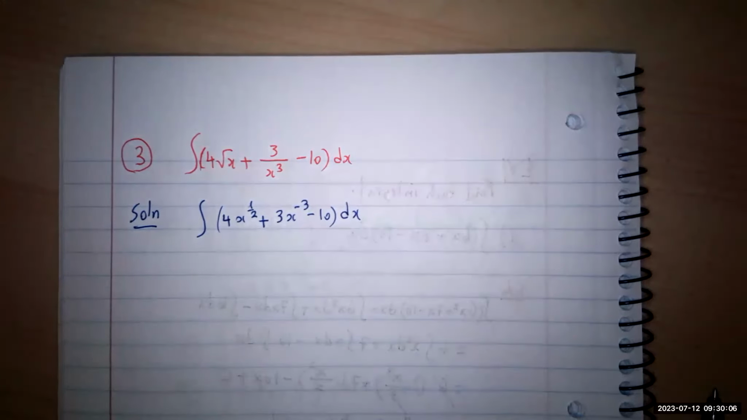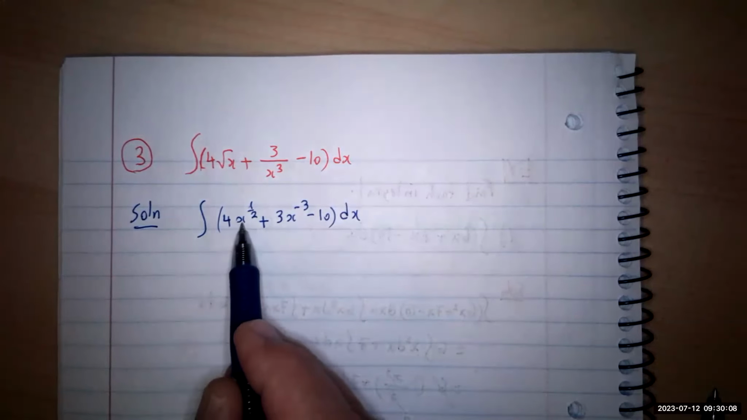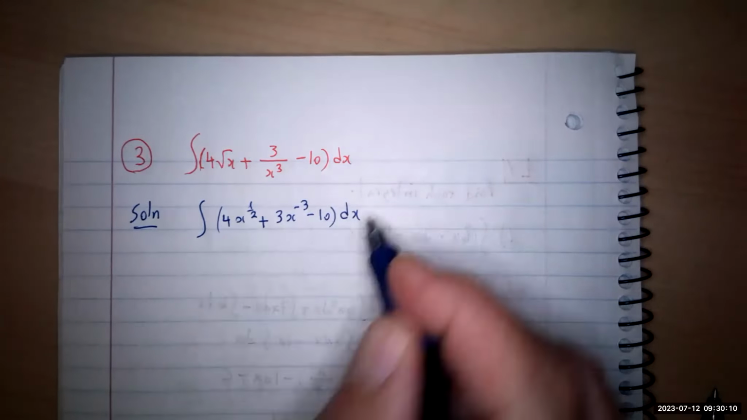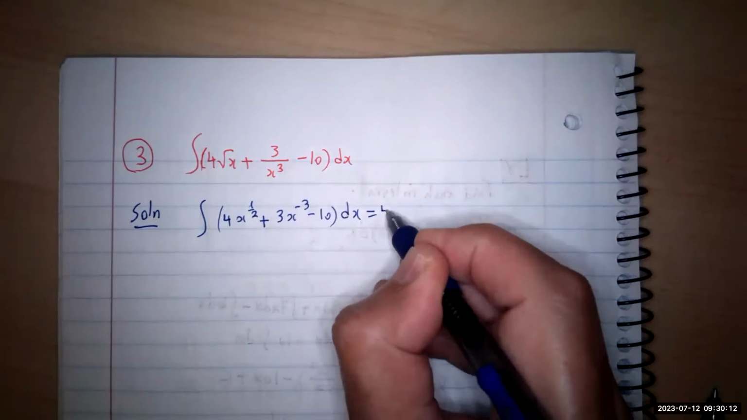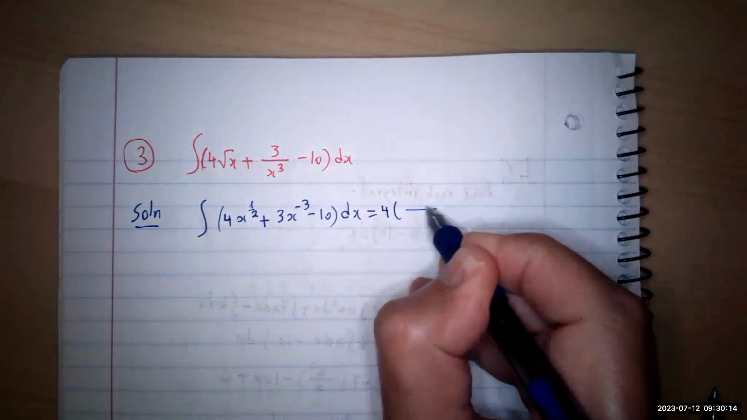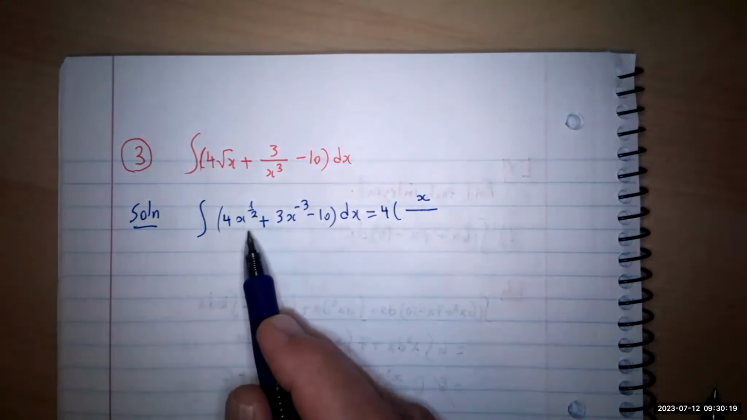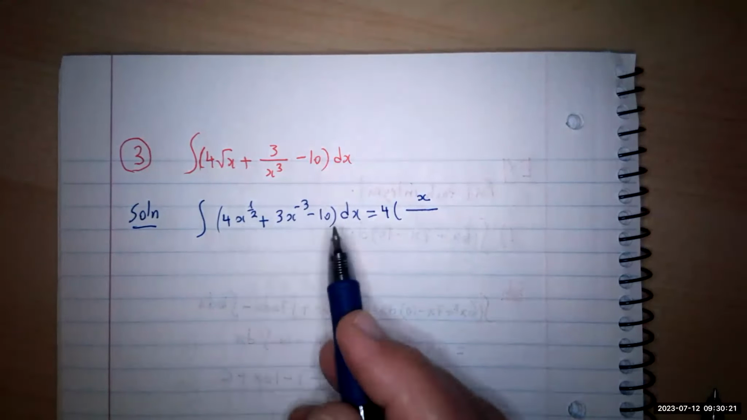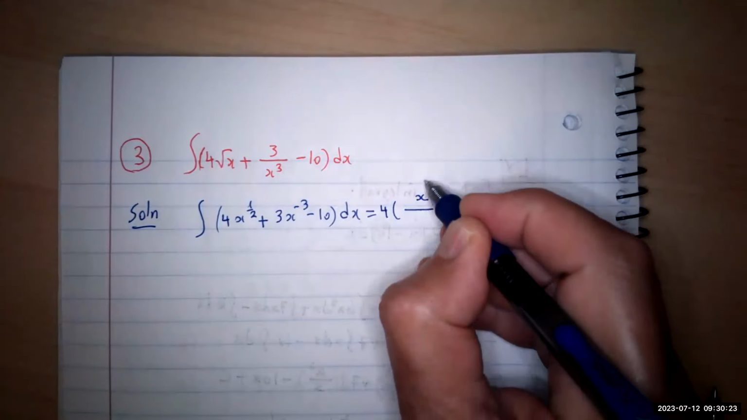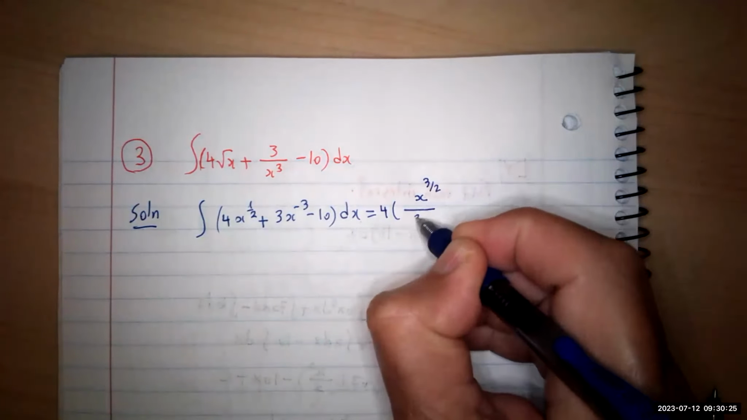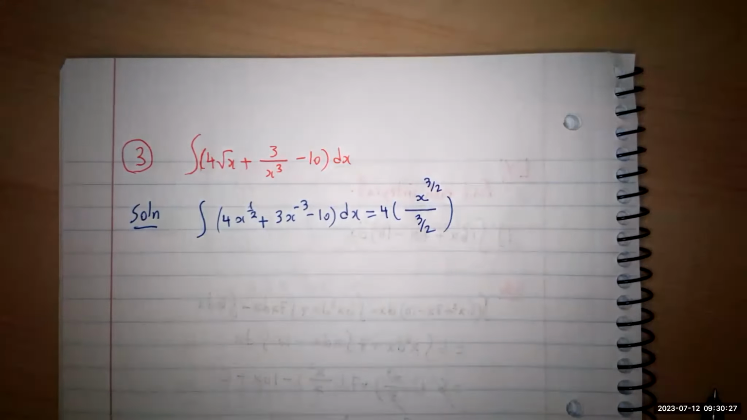Now for each term, as we did before, we keep the coefficient and we use the power rule for the rest. So the first one is going to be 4 times, the action of integration, x to the 1/2 plus 1, which is 1 plus 2 over 2, which is 3/2, and you divide by the 3/2. That's the first one.